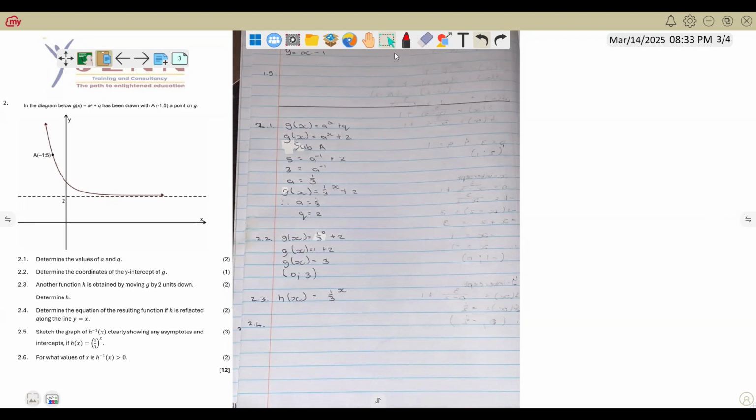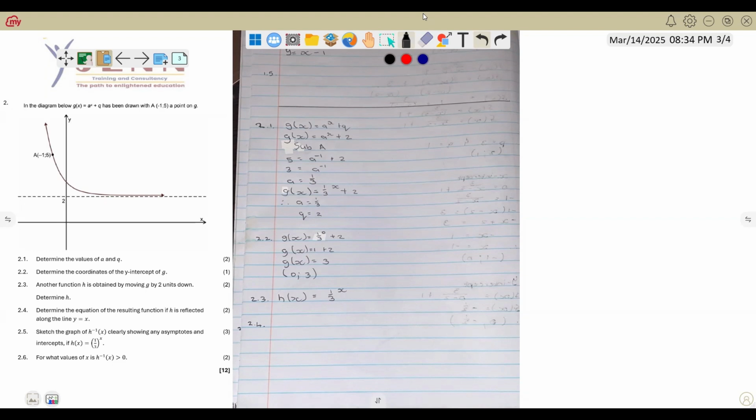In the diagram below, g of x is equal to a to the power of x plus q has been drawn, with A(-1, 5) a point on g. The asymptote is y = 2. Determine the value of a and q.